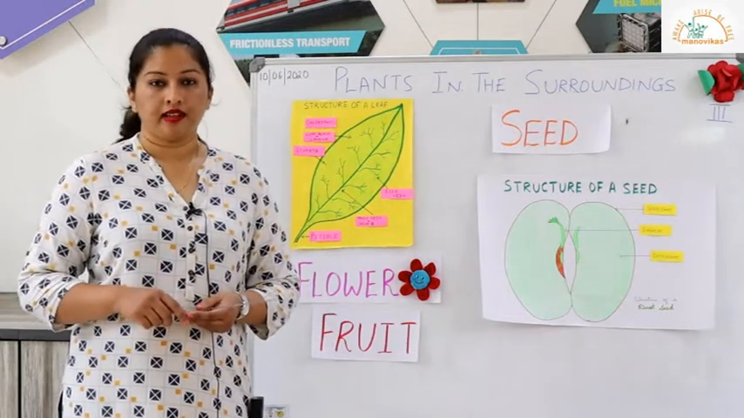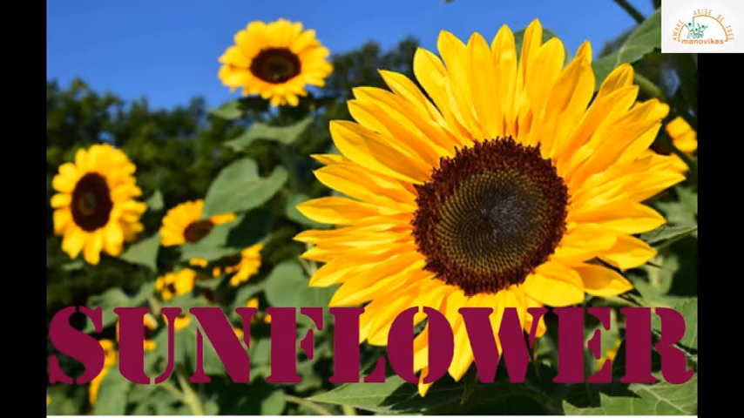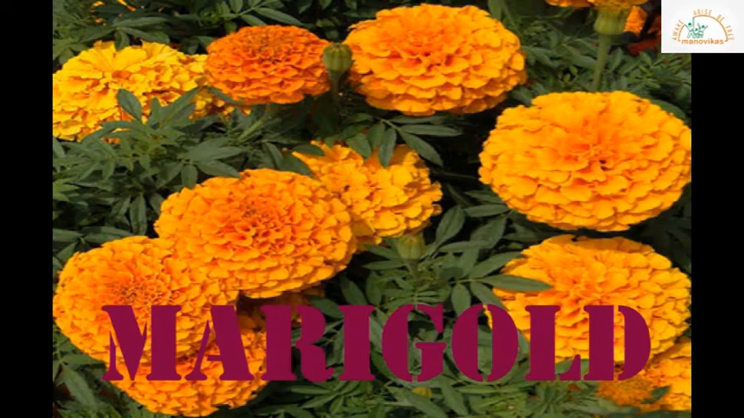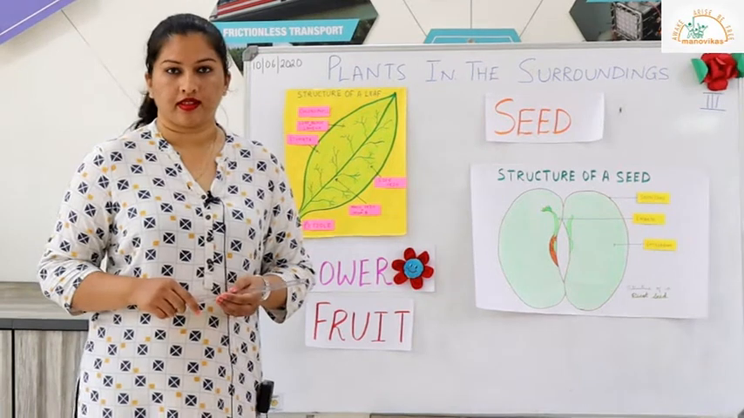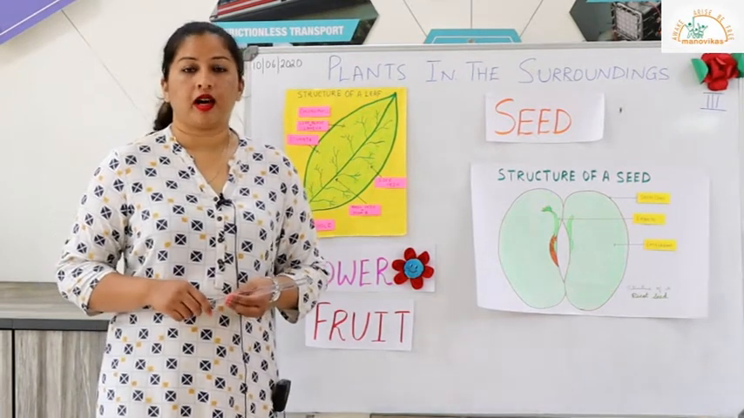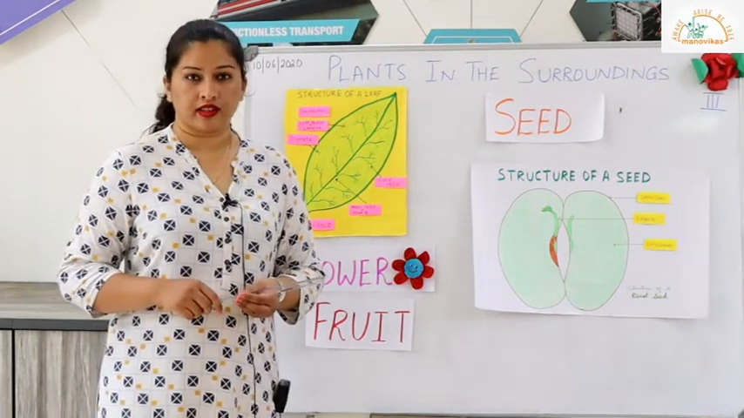Your examples are... non-flowering plants. Non-flowering plants are plants that do not produce flowers.